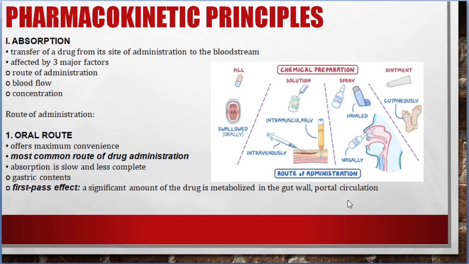What else? This could lead to your drugs undergoing portal circulation, meaning it will go to the liver and also undergo metabolism. Because remember, the majority of your metabolism happens in your liver or in your portal circulation.